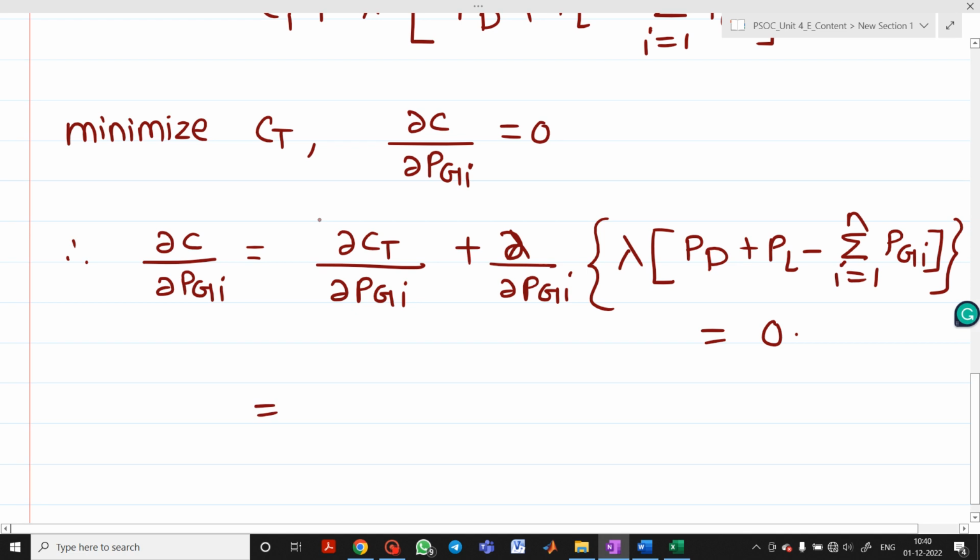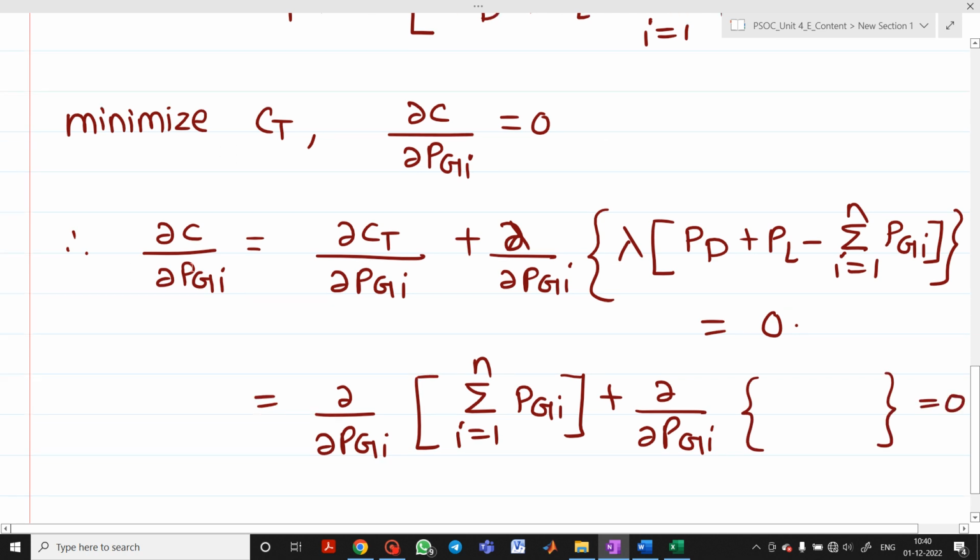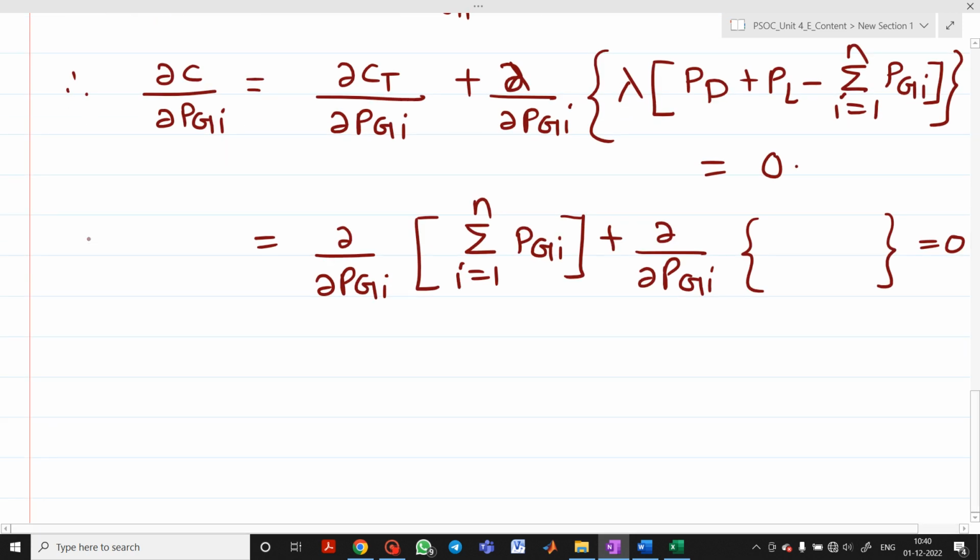So how can we write? Now can I write like this, delta Ct upon delta PGi, which will be equal to what? Delta upon delta PGi. Already we have seen this, summation i equal to 1 to n PGi. The remaining thing will be as it is, delta upon delta PGi, and whatever equations are here in the curly bracket, we will write it as it is. Now from the right hand side, can I write like this? It will be equal to dCi upon dPGi plus lambda into bracket.